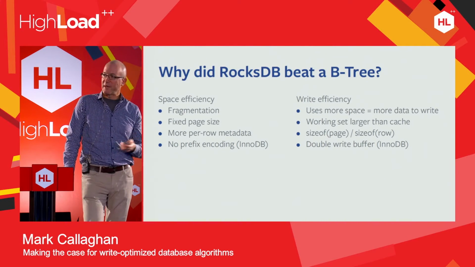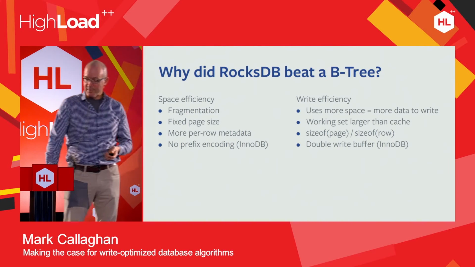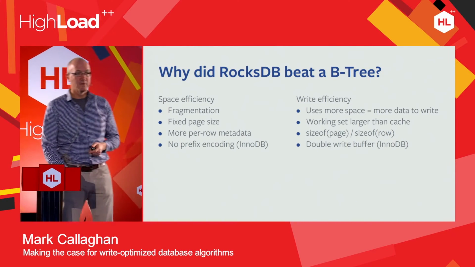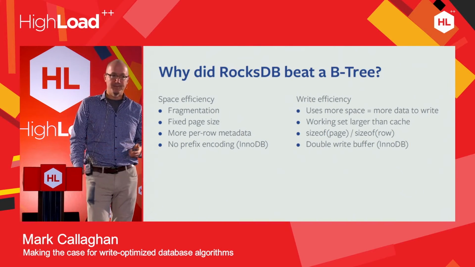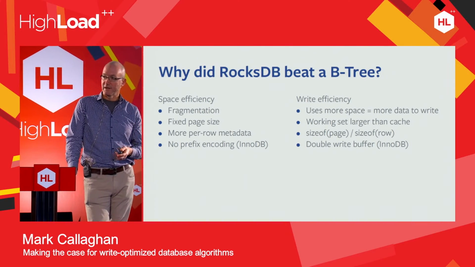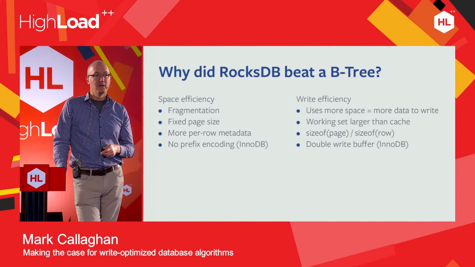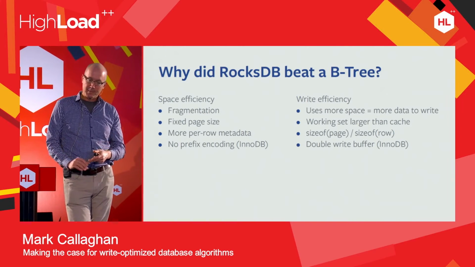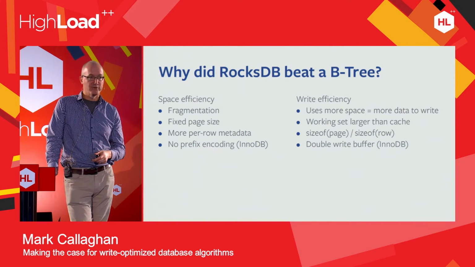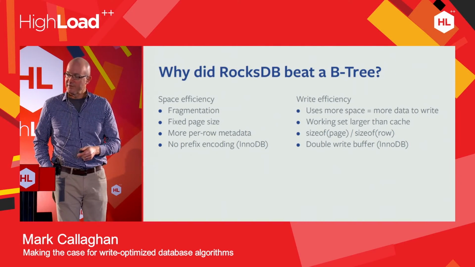For space and write efficiency, these are significant improvements over the B-Tree. The reasons for being better on space efficiency, first, the fragmentation, B-Tree fragmentation. You are wasting space on storage and in the block cache by storing pages that are 1/2 to 2/3 full. The second is for compressed InnoDB, the fixed page size.